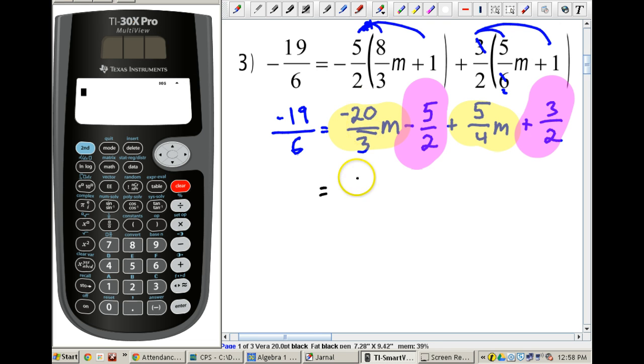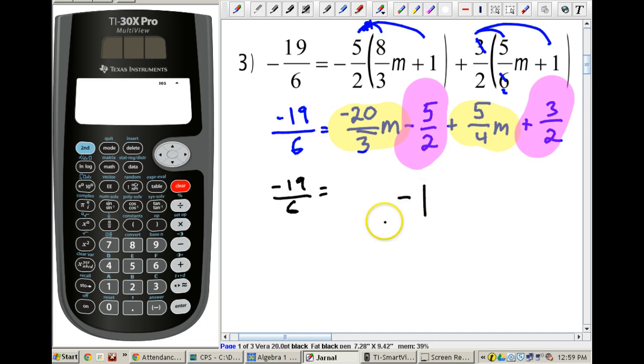Right. If you're not sure, you can check with someone next to you once you get your answer. I did the numbers already. Negative 5 halves plus 3 halves. Negative 2 halves, negative 2 over 2, which is negative 1.